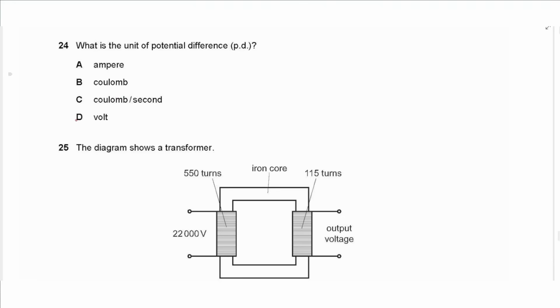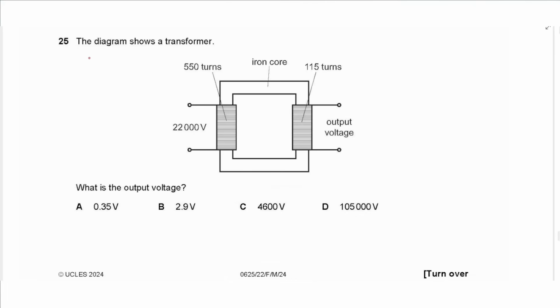Question 24 says, what is the unit of potential difference? Potential difference, voltage or EMF all have the same unit, volts. Question 25 says, the diagram shows a transformer. We have 550 turns on one side with 22,000 volts, and on the other side, we have 115 turns and an unknown voltage. We need to know the output, which is the secondary voltage.